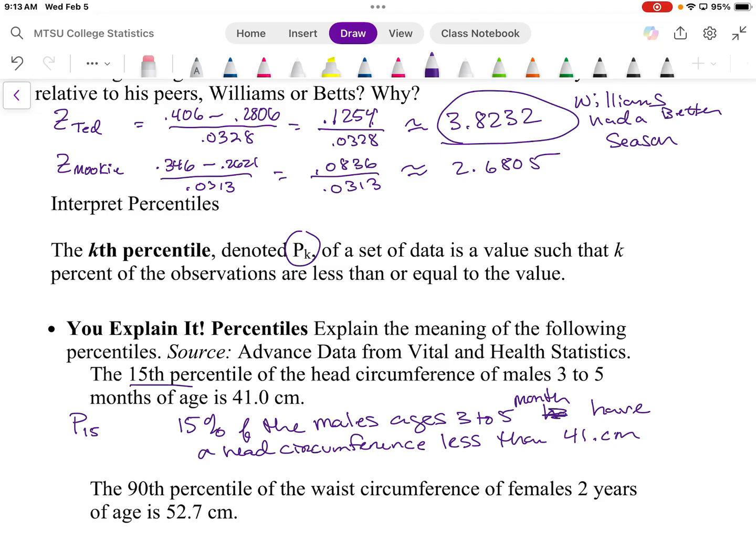And again, that's what they're just asking us to do in these first couple examples: say what that statement means in just generic talking. So 15% of the males aged 3 to 5 months have a head circumference less than 41 centimeters.